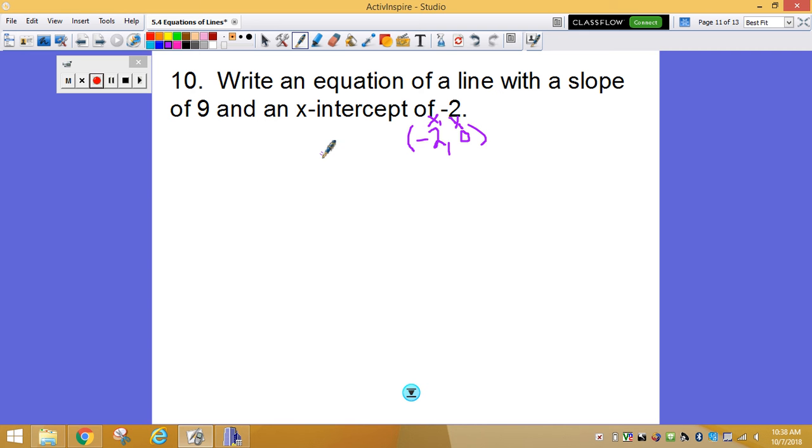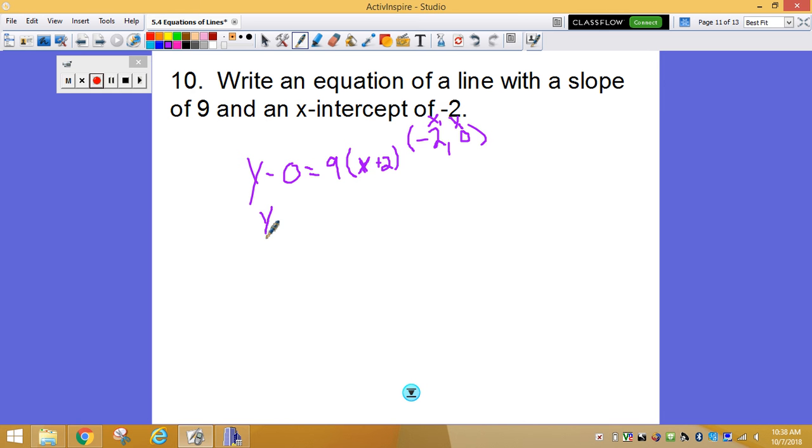But hopefully you tried it, and you should get y minus 0 equals 9. That's your slope. Minus -2, remember, is going to change to a plus 2. That's your point slope form.